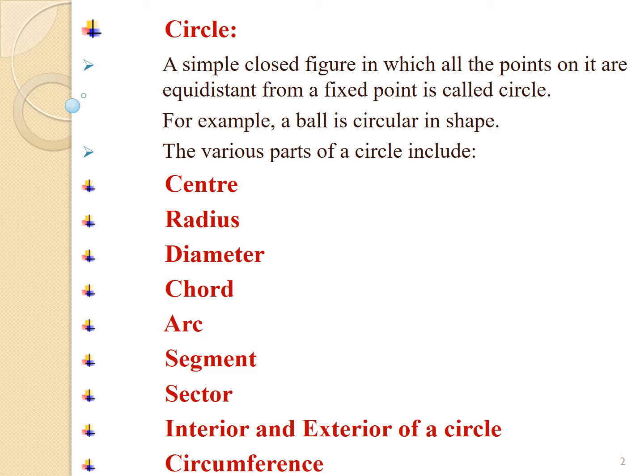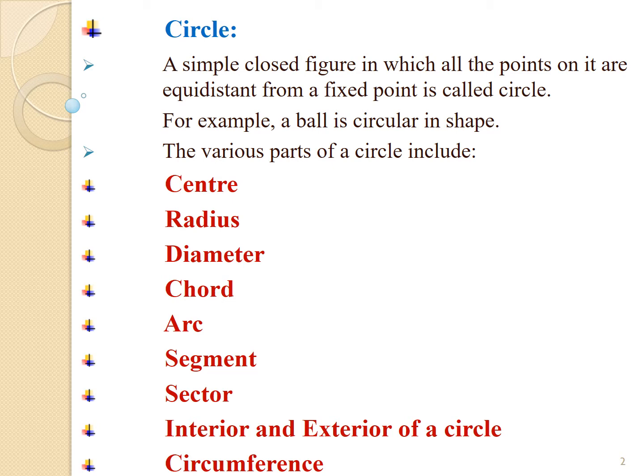Students, we have learned about closed figures bounded by line segments as polygons. But there is a special figure, which is a simple closed curve with no line segments, called a circle. For example, a coin, a bangle, a ring, a ball, a wheel, etc. are all in circular shape.